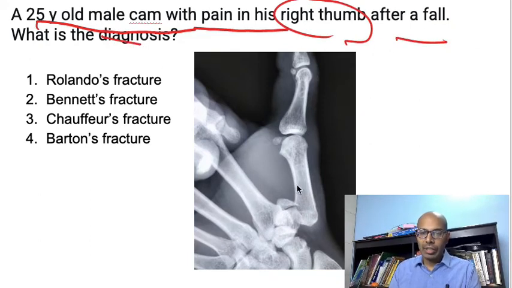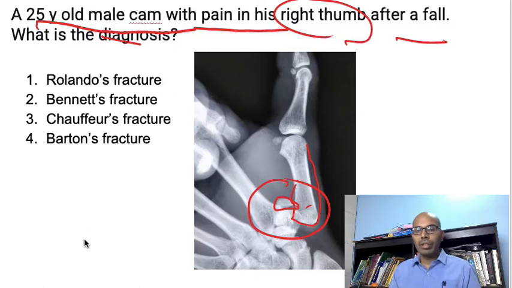You can clearly see here that there is something wrong with the thumb. You can see that there is a triangular fragment of bone here, and the rest of the bone seems to have subluxated out of the trapezium. So this is an intra-articular fracture of the proximal part of the metacarpal base. So what fracture is this? This is called a Bennett's fracture, right?